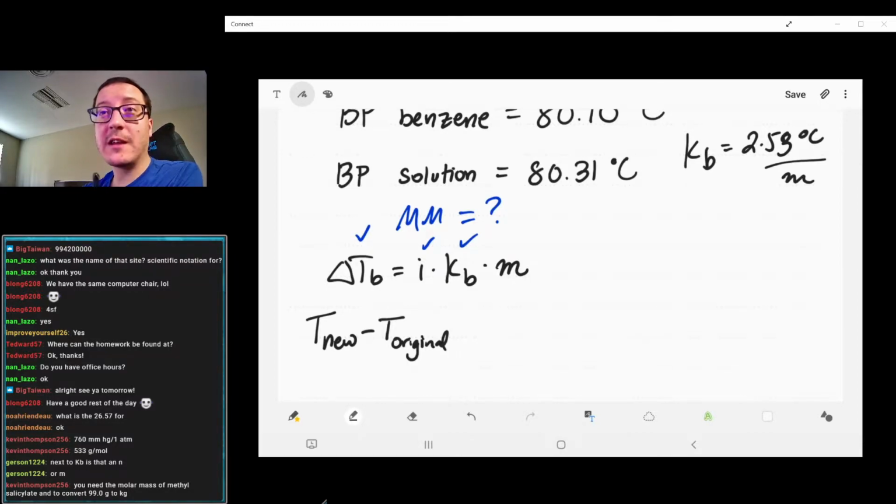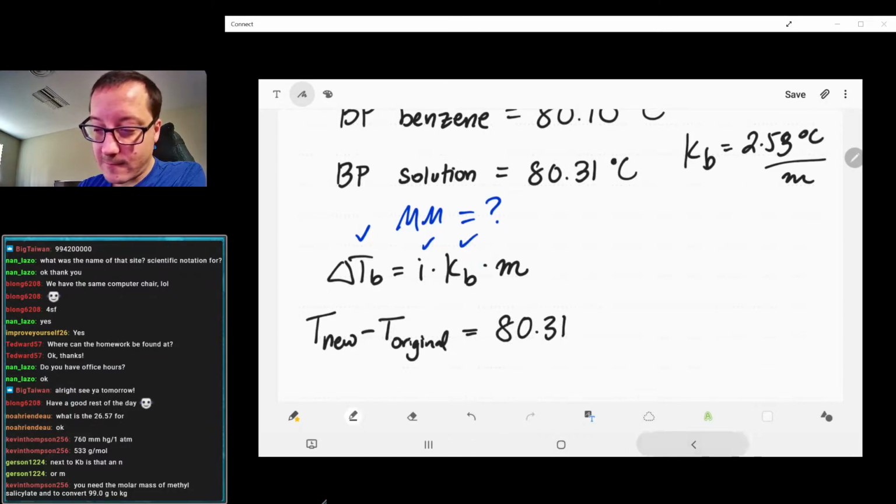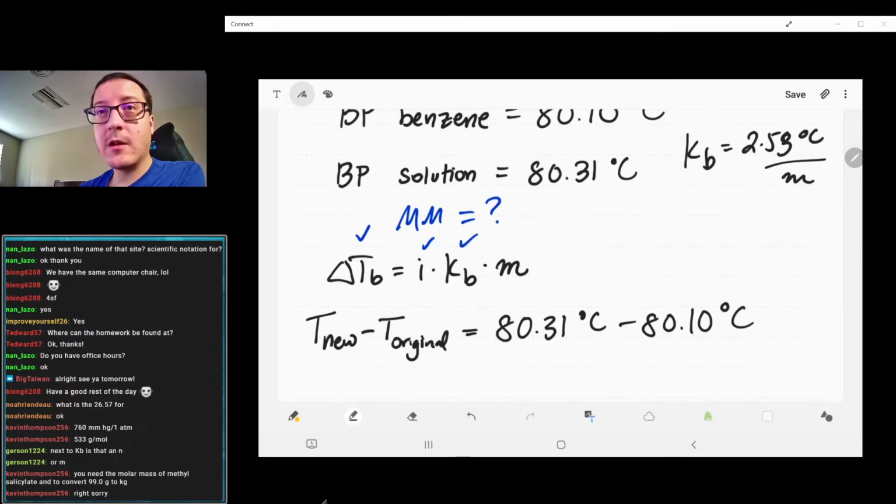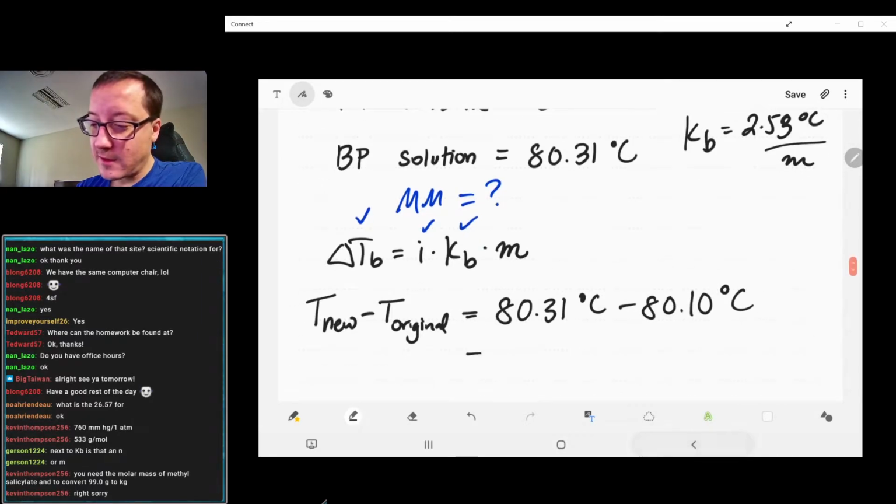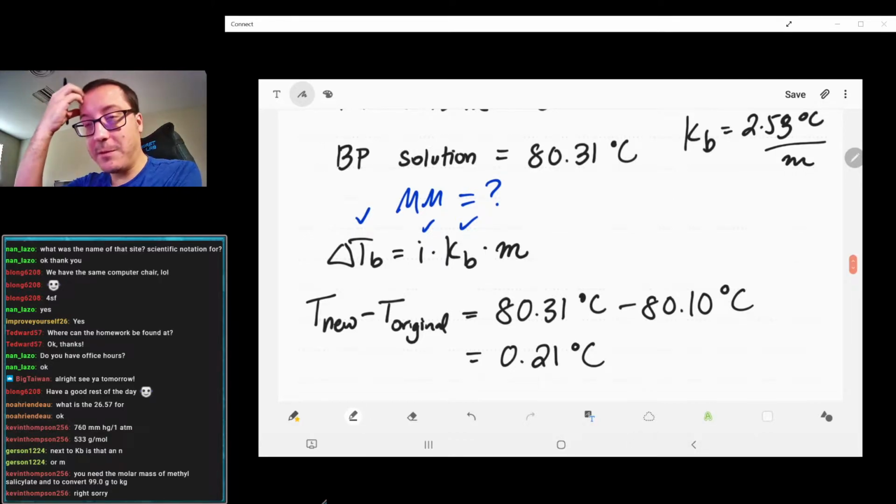So the molar mass of methyl salicylate is what we're calculating, right? We already know the boiling point of our solution versus the pure solvent. Delta TB is going to be 0.21 degrees Celsius. So we do have that. And of course, we do have KB.